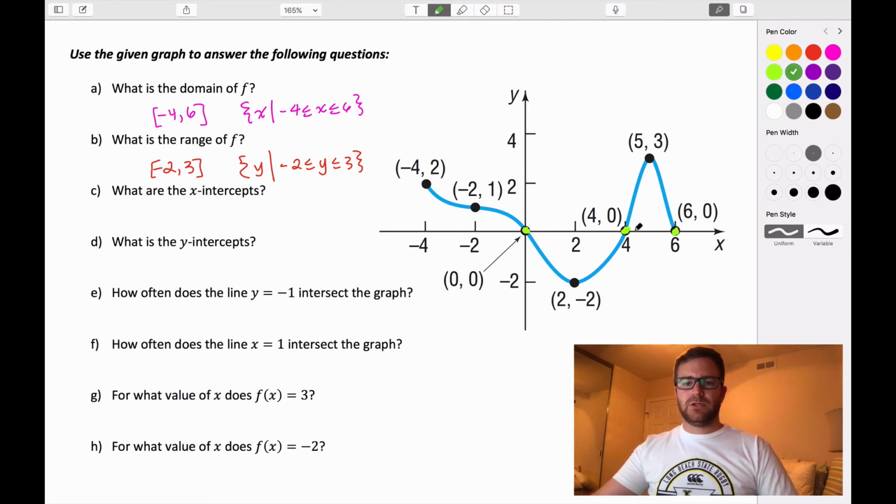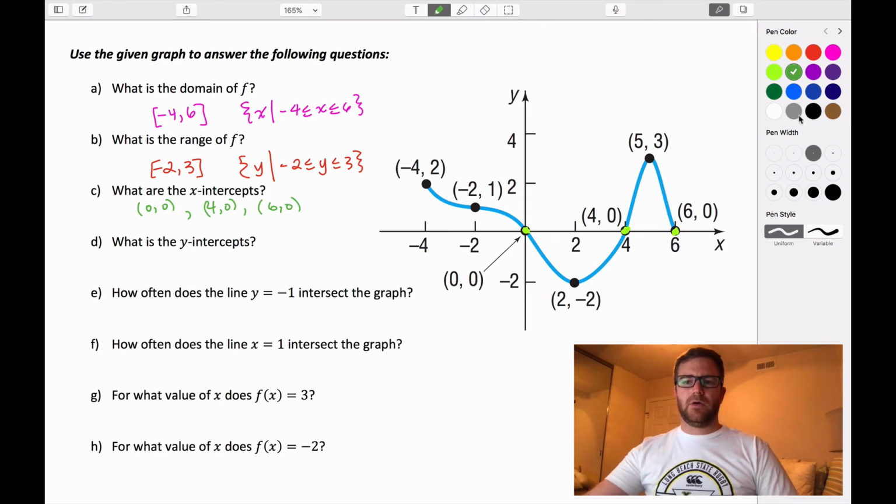What are those 3 ordered pairs? Well, x-intercepts happen at (0, 0) right here, at (4, 0), and then also here at (6, 0). So those are our x-intercepts.